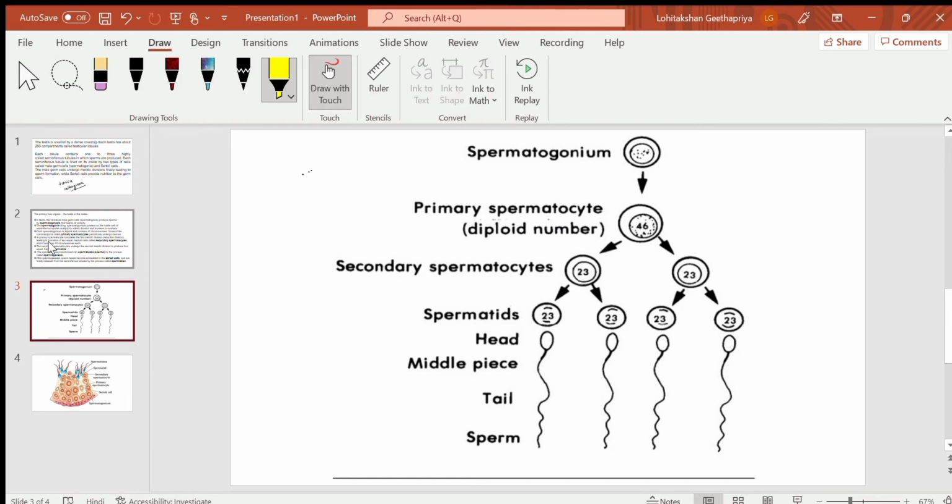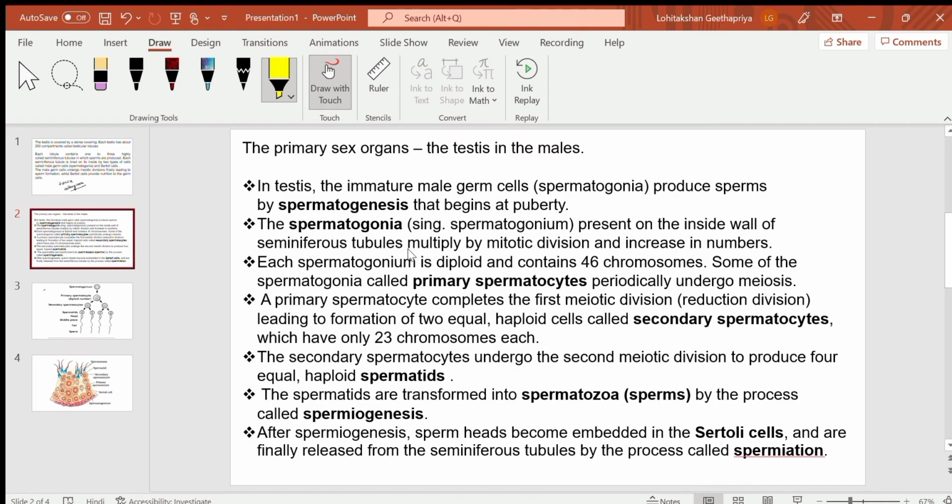Just see, don't get confused. The spermatogonium is immature and contains 46 chromosomes. They want to increase in number and become groups, so they undergo mitotic division, which is an equational division. After mitotic division the chromosome number remains the same. So it is diploid. The primary spermatocyte, after undergoing mitotic division, will also contain 46 chromosomes.